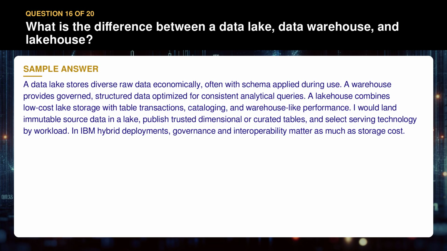A data lake stores diverse raw data economically, often with schema applied during use. A warehouse provides governed, structured data optimized for consistent analytical queries. A lakehouse combines low-cost lake storage with table transactions, cataloging, and warehouse-like performance. I would land immutable source data in a lake, publish trusted dimensional or curated tables, and select serving technology by workload. In IBM hybrid deployments, governance and interoperability matter as much as storage cost.